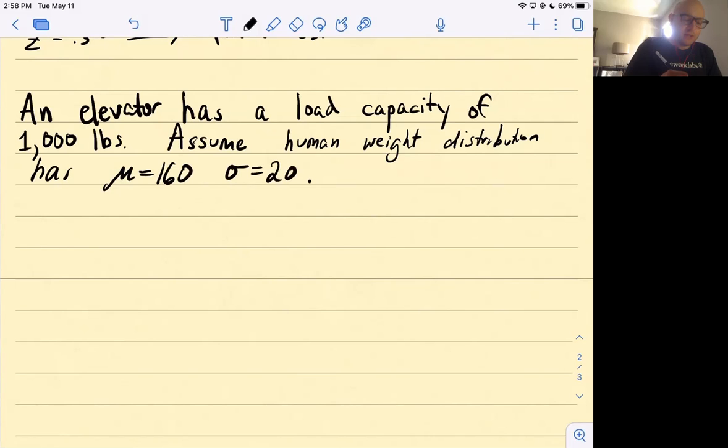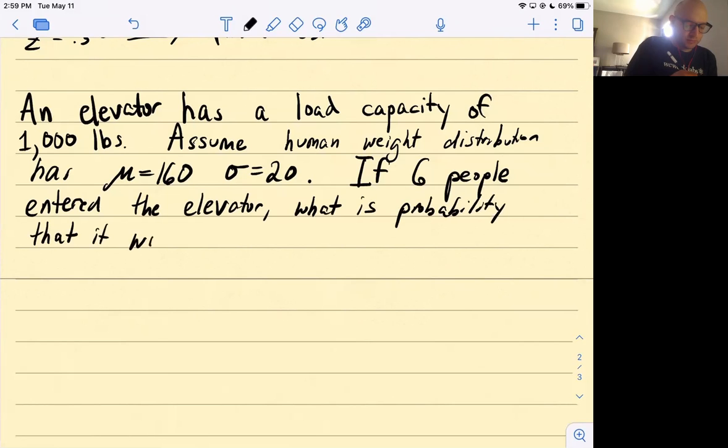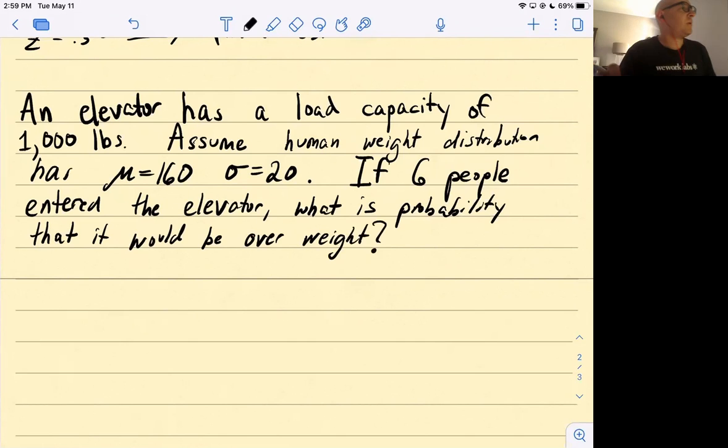So here's an interesting question. If 6 people entered the elevator, what is the probability that it would be overweight? Over capacity.